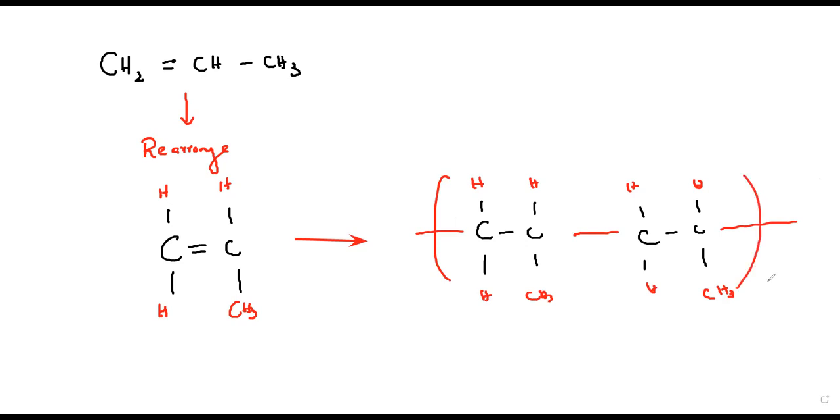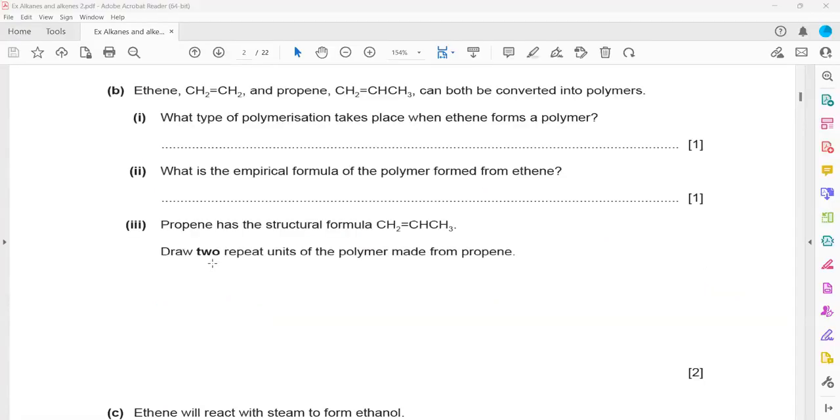Here we don't have to put a bracket and write n. Why don't we have to put a bracket and write n? Because in the question they ask to draw 2 repeat units. There will be a long chain polymer. We just need 2 units out of that. That's why we are not writing n, or putting a bracket. So remember this: if the question is draw 2 repeat units. If the same question was there and they said draw the polymer made from propene, then how should the structure appear?